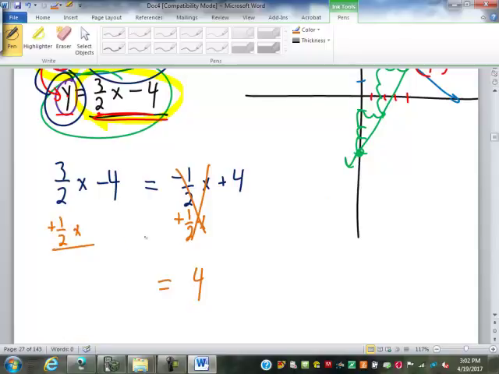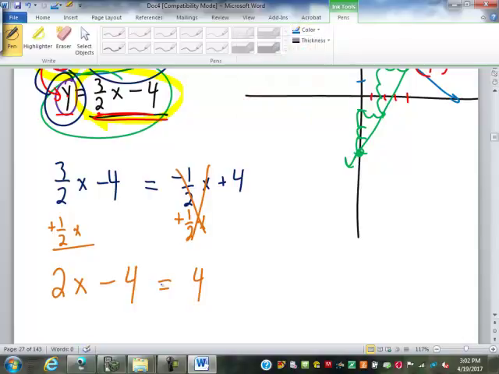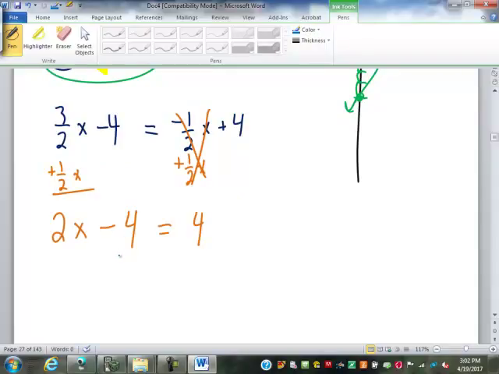So we add 1/2 x over here. 3/2 plus 1/2 would be 4/2 or 2x. So now what do we do to solve this? We add 4. So 2x equals 4 plus 4 is 8.